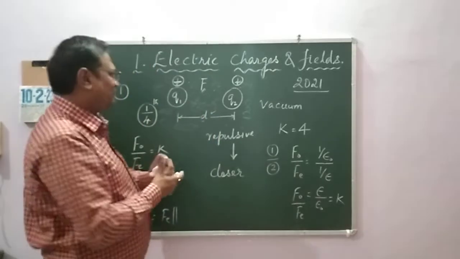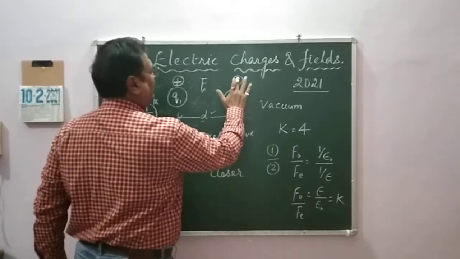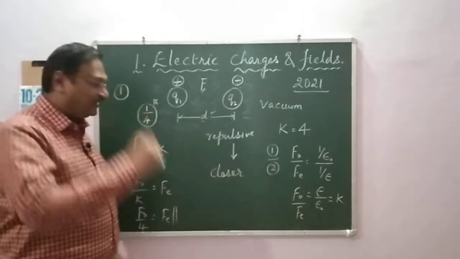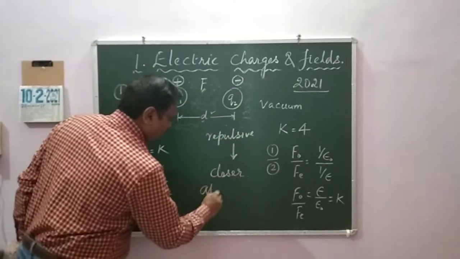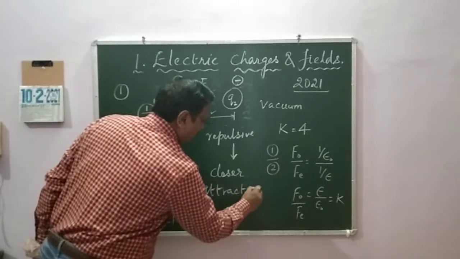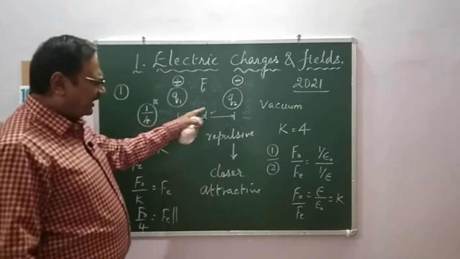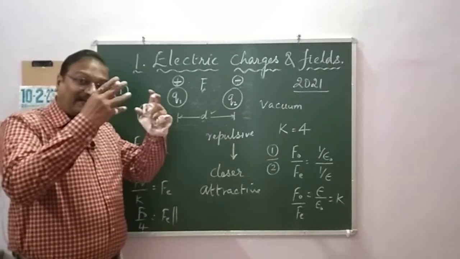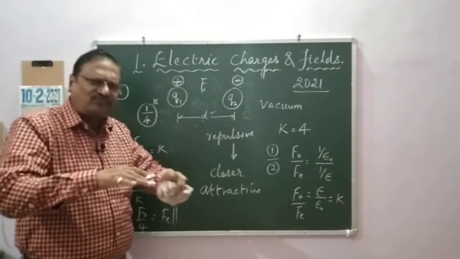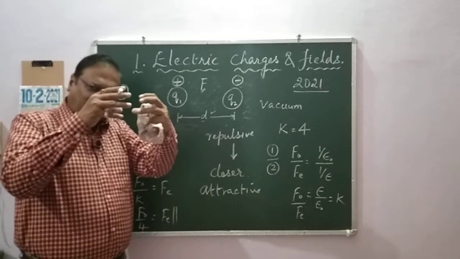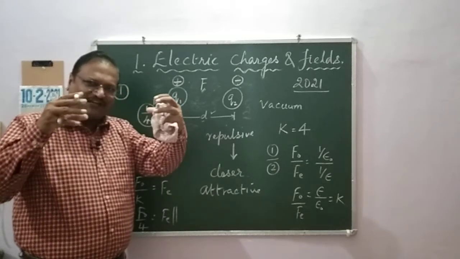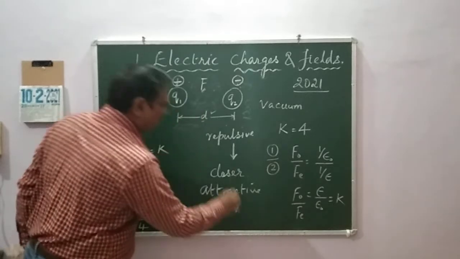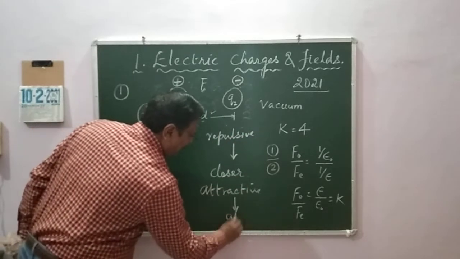Now look at it differently. One positive charge and one negative charge. Then what will be the force between them? It will be an attractive force. When the attractive force again becomes 1/4, the attractive force is decreasing. That means it is going away. You'll find that attractive force decreases means that they are moving apart.